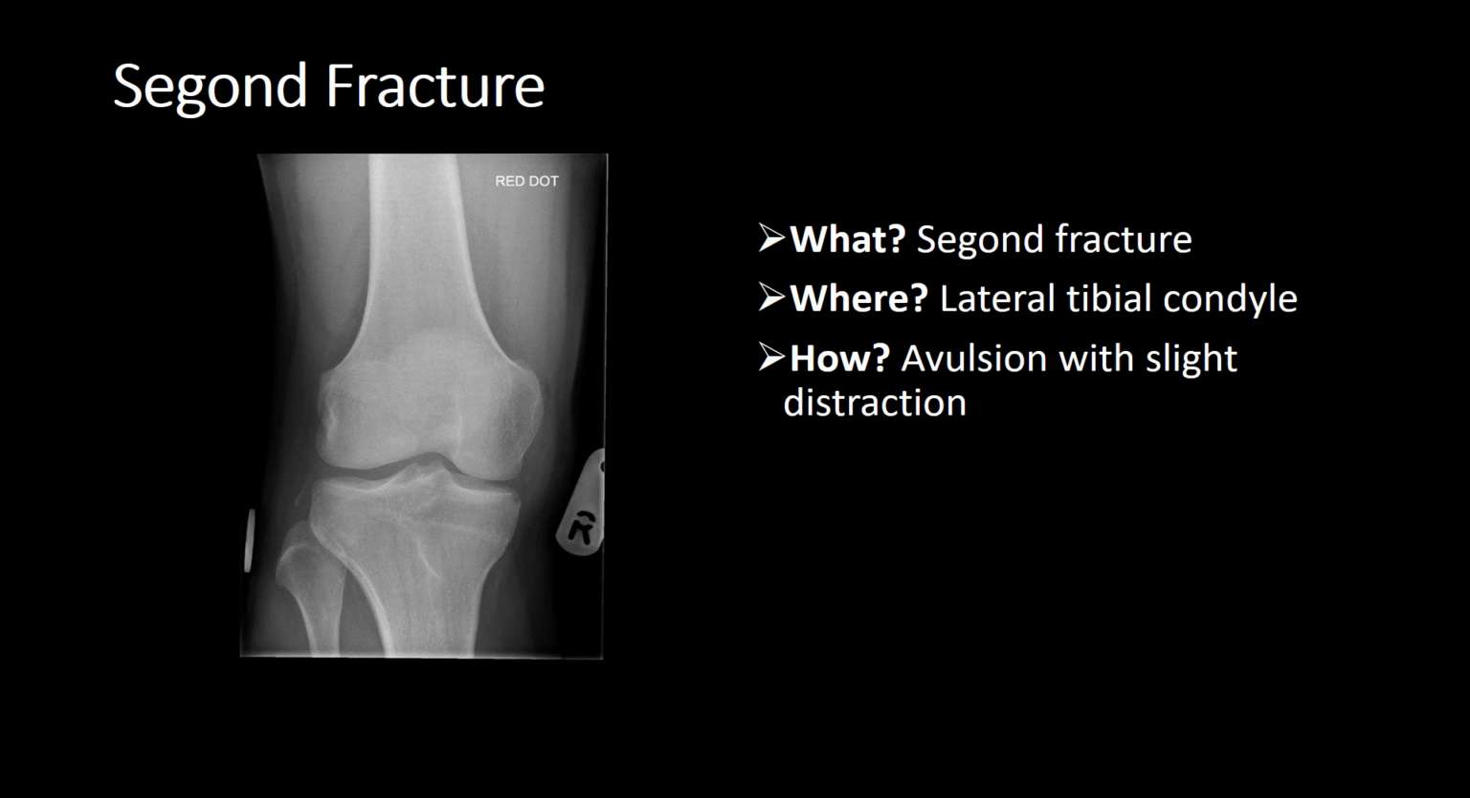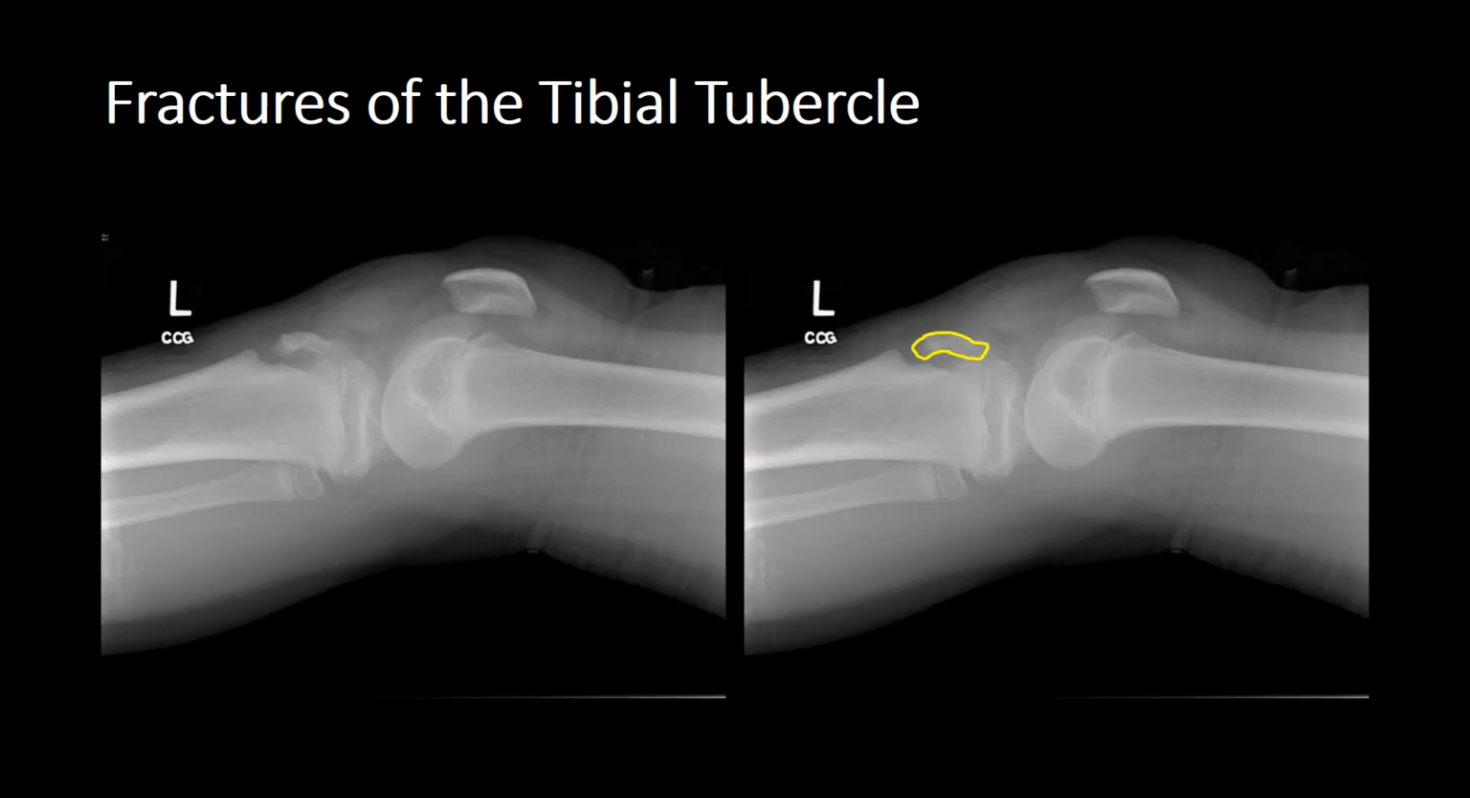So what is it? It's a Segond fracture, where it's the lateral tibial condyle, how, avulsion with slight distraction. You can get fractures of the anterior tibial tubercle. Again, this is an avulsion injury. Now, this isn't a Salter-Harris fracture injury because the anterior tibial tuberosity is an apophysis. So if you remember from previously, an apophysis is responsible for increase in diameter, and it's the site of where ligaments and tendons insert. So with this injury, we can see that the tibial tubercle has been avulsed and there is distraction of the fracture site.